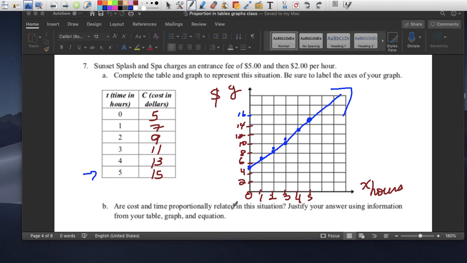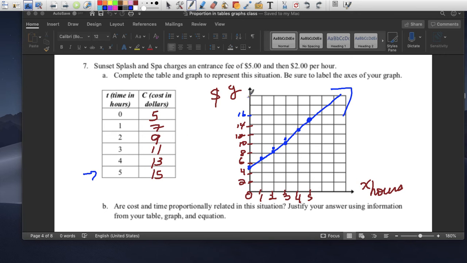Let's go. Are cost and time proportionally related? No, it's not. It doesn't start at 0, 0. Okay, justify your answer using the information from the table, from the graph and the equation. Don't worry about the equation right now. Just worry about, hey, on the table, our constant of proportionality is not the same, okay? And over here, it doesn't start at 0, 0.